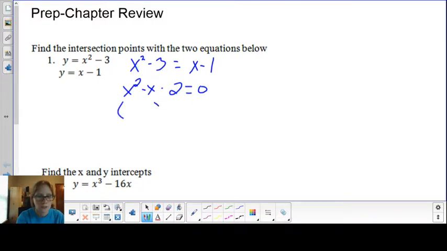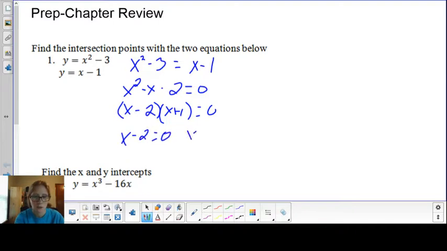Try and factor this guy. Set it equal to 0. I get x and x. We'll multiply this to negative 2, but we'll add to a negative 1. Get negative 2 and positive 1. So I get x minus 2 is 0, and x plus 1 is 0. So I get x is 2, and I get x is negative 1.